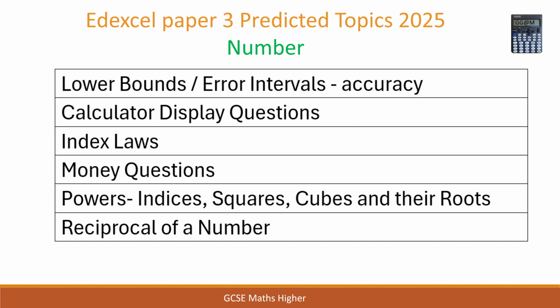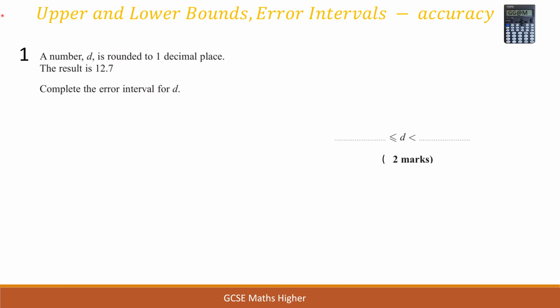Now with all these questions, I'm going to be looking through different types of questions, and I'm going through the list of topics that you've just seen. So we've got the upper and lower bounds, the error interval, so all the accuracy questions. I've done 5 questions on this topic, so we're going to go through each one. I'm going to show you the question. I'm going to highlight keywords in the question.